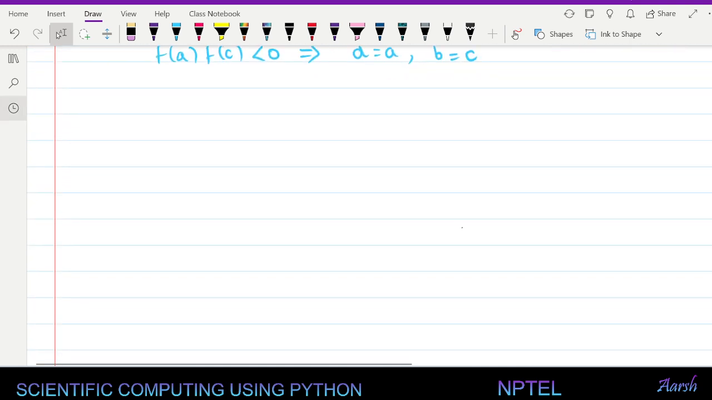Okay, and there was a third method, which is the star of the show, right? Newton Raphson.